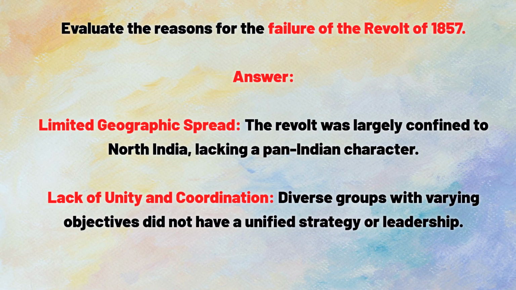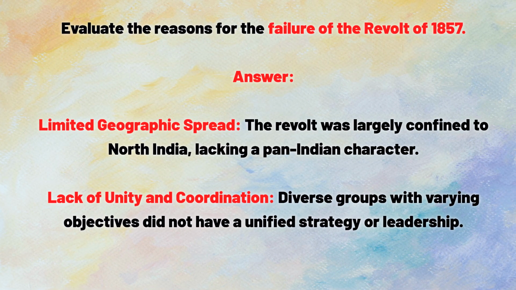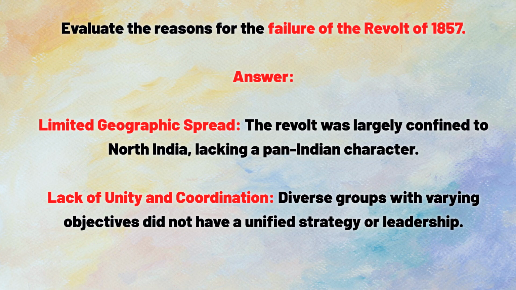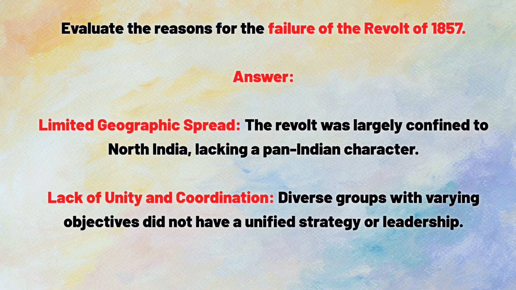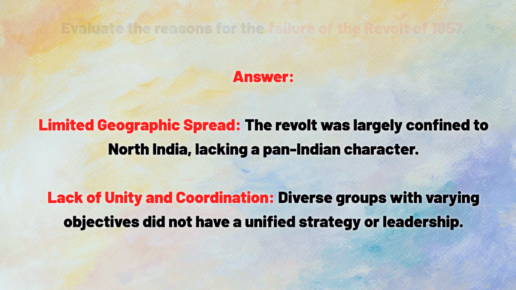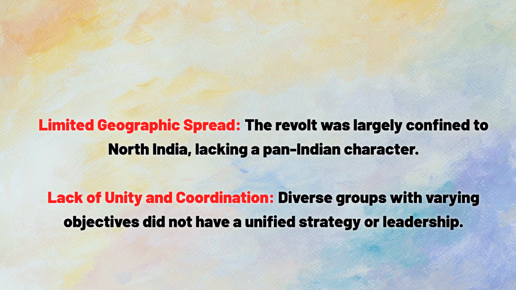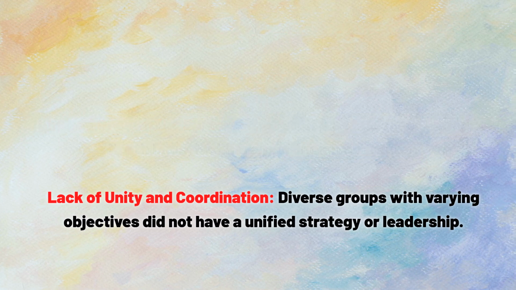Evaluate the reasons for the failure of the revolt of 1857. Answer: limited geographic spread. The revolt was largely confined to North India, lacking a pan-Indian character. Lack of unity and coordination: diverse groups with varying objectives did not have a unified strategy or leadership.